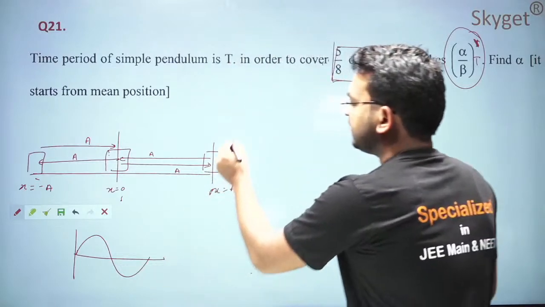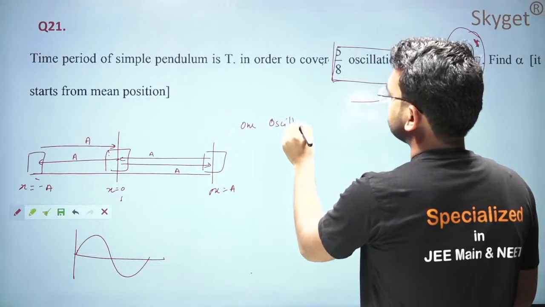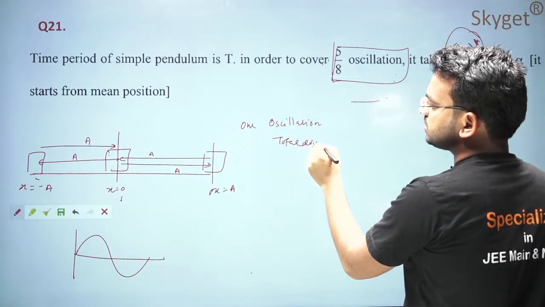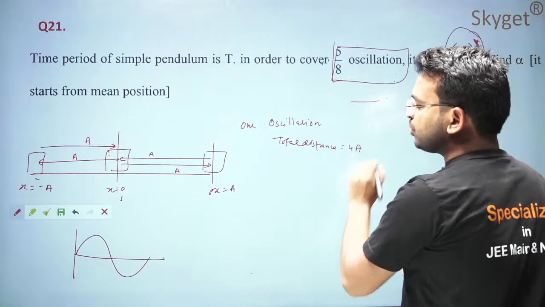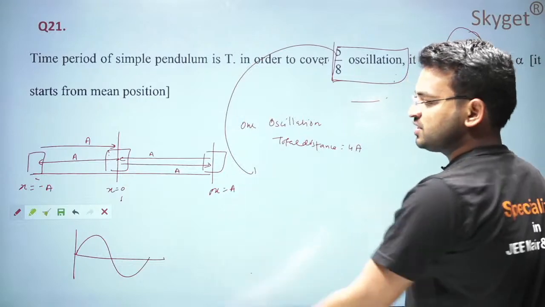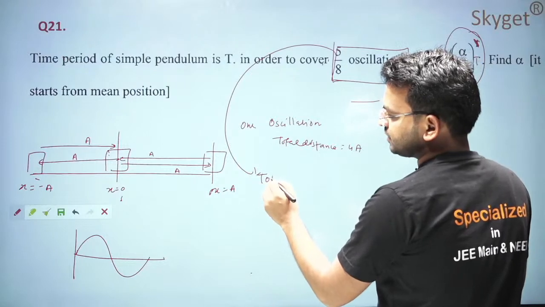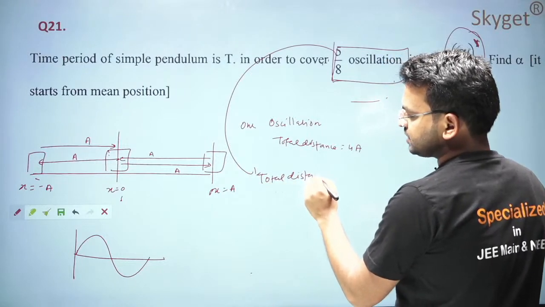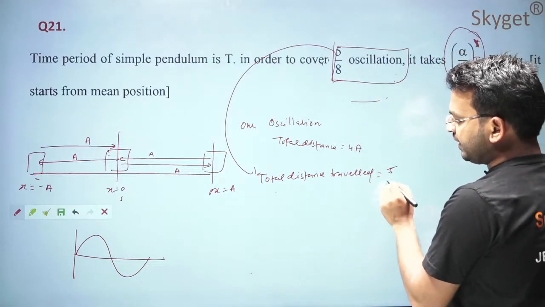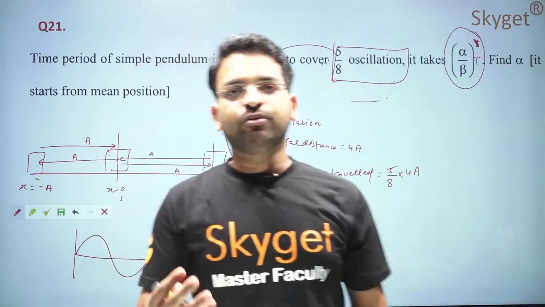So can you say that in one oscillation, the total distance which you have traveled is equal to 4 times the amplitude. This is the total distance you have traveled. So can you tell me in this much oscillation, how much distance will be traveled by you? In this case, you can say that the total distance traveled will be 5/8 times 4A. Are you able to understand this much distance you will travel in 5/8 oscillations?